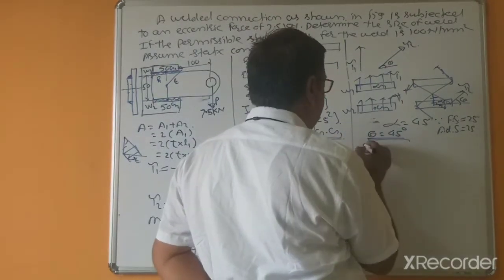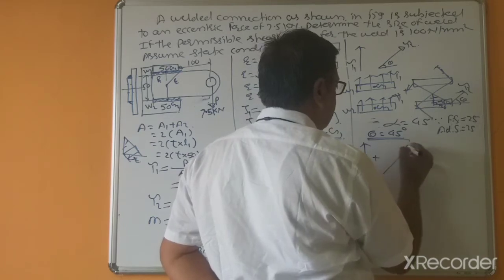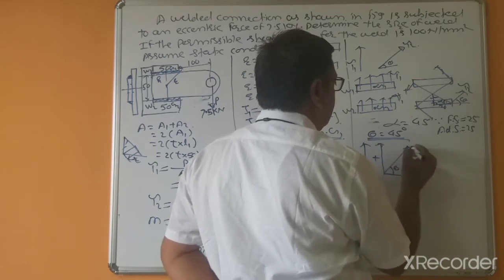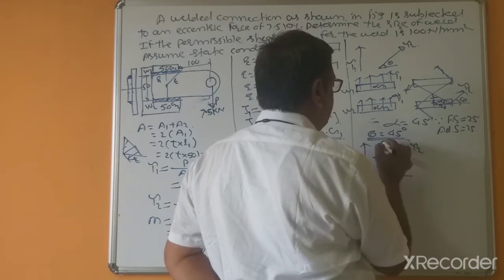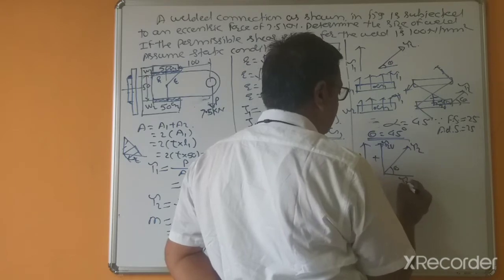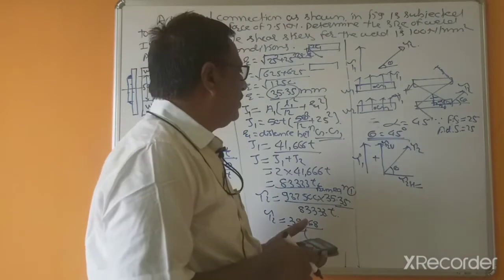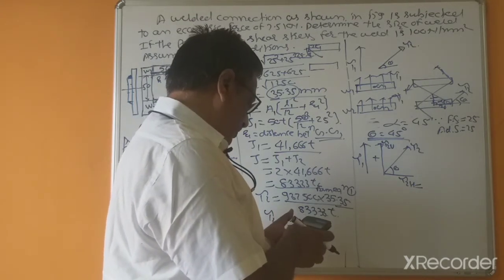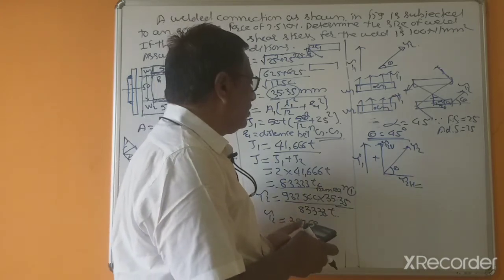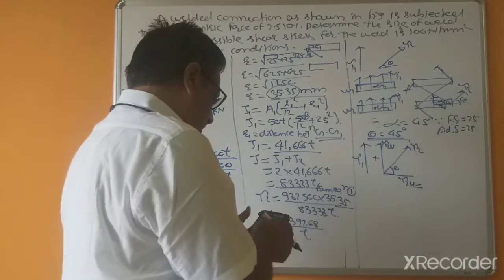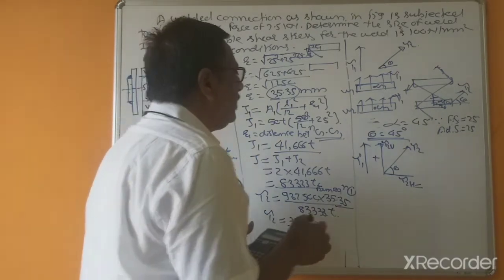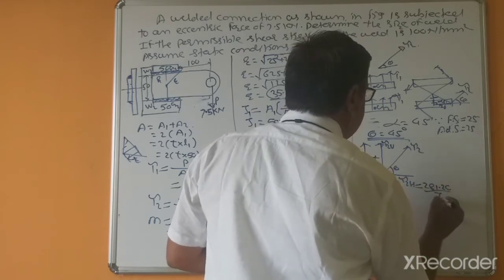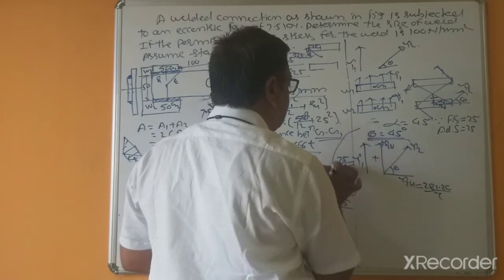Now we have to resolve this force. This is tau1 and this is tau2, and this is tau2 V and tau2 H. Both are the same, tau2 V and tau2 H, because the angle is the same, and that's why 397.68 multiplied by cos 45 is 281.2 divided by T. This is T, and this tau1 equals 75 divided by T.